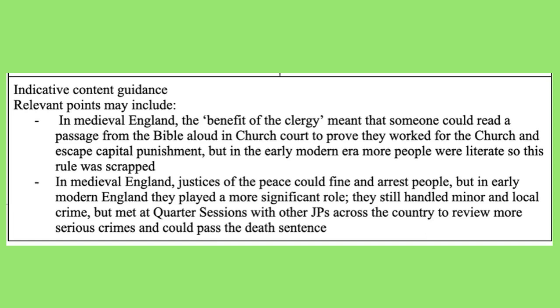So one key point of difference could have been the role of the church. So you could explain that in medieval England, the benefit of the clergy meant that anyone who could read a passage from the Bible aloud in a church court could prove that they worked for the church and therefore escape capital punishment. Whereas in the early modern era, more people were now literate, so this rule was scrapped.